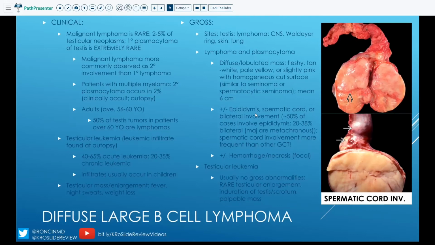You may or may not see hemorrhage or necrosis, but if you do, it should be focal, it shouldn't be diffuse. So here we can see a picture of spermatic cord involvement. So you can see the expansion, lobulated expansion of the spermatic cord. Testicular leukemia usually doesn't present with gross abnormalities, but rarely there might be either induration of the testes or scrotum, there might be a palpable mass or testicular enlargement, but you really shouldn't bank on seeing that.